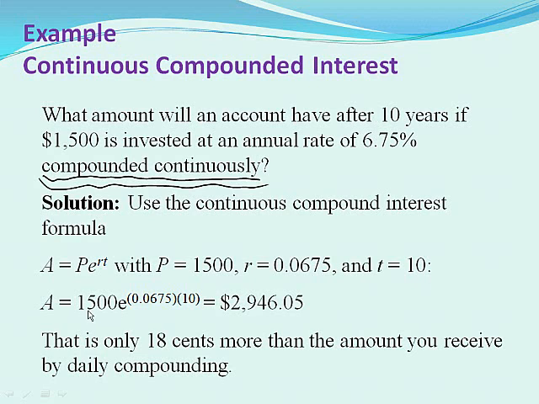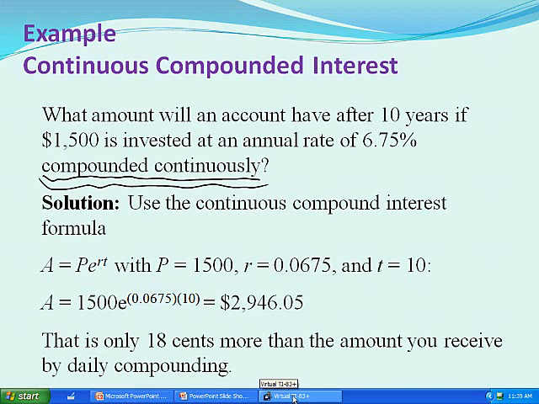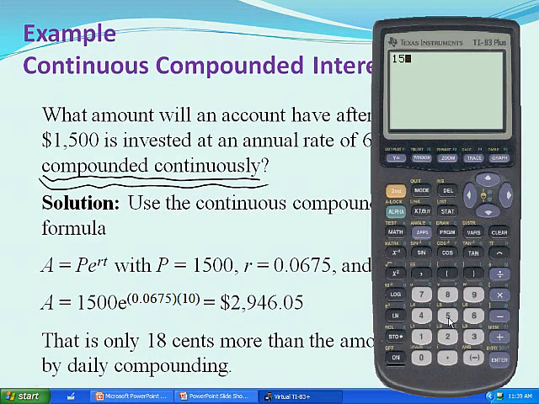So we are going to put this in the calculator. So we do have 1500 multiplied with, now we need to call on this exponential function. So it will be second ln, so it will be e to the power. Then we need to put these two numbers within parentheses: 0.0675 multiplied with 10. And close the parenthesis. And then press enter. So we get 2946.05 rounded to 2 decimals.